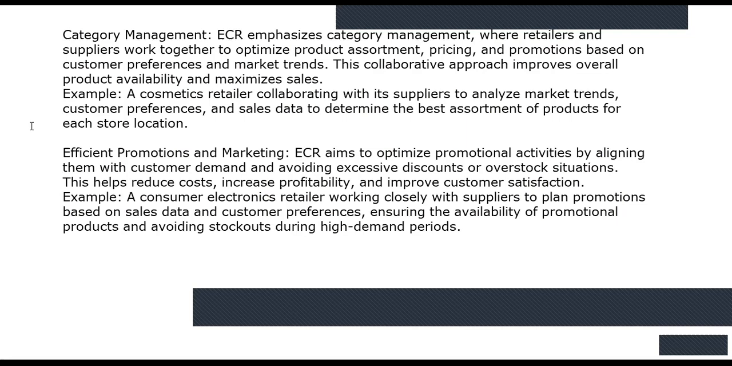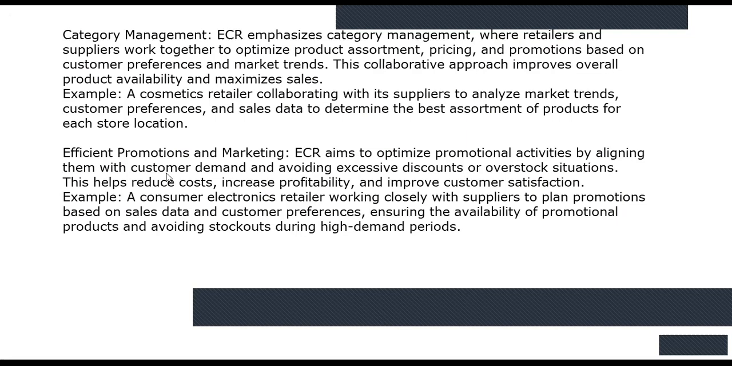them with the customer demand, thereby avoiding excessive discounts or overstocking situations. This will help reduce costs and also increase profitability by improving customer satisfaction. An example would be where a consumer electronics retailer will closely work with the supplier to plan the promotion based on sales data and customer preferences, ensuring the availability of promotional products and avoiding stockout costs when there's high demand in those periods, because when you initiate a promotion, people will demand more. So you need to have sufficient stock to meet the demand.